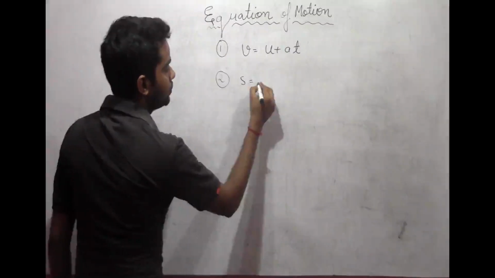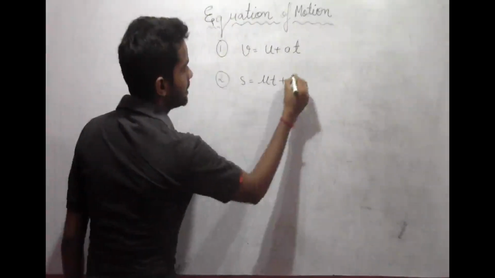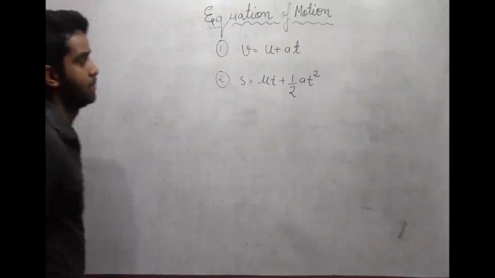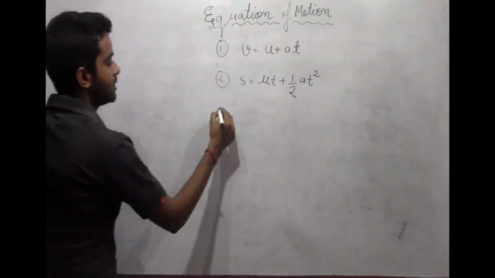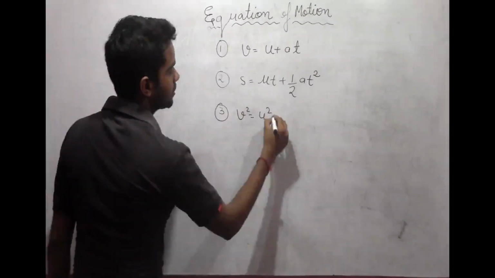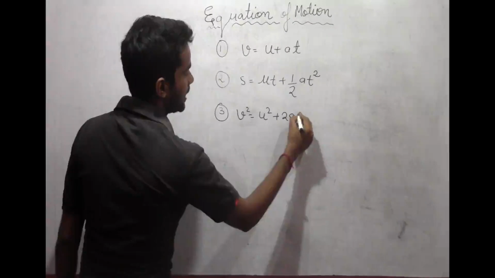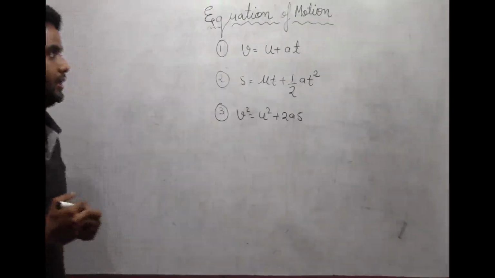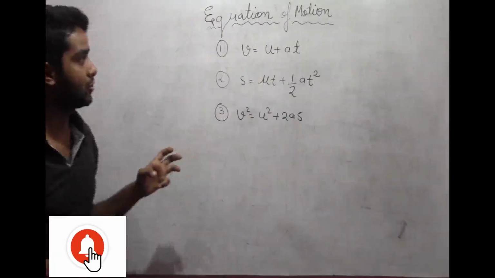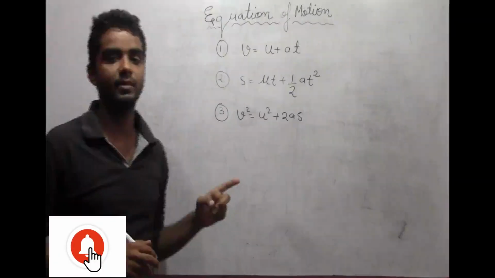Next equation is S is equal to UT plus half times A T square. And your third equation is V square is equal to U square plus 2AS. These are the basic three equations of motion which you will use in kinematics.